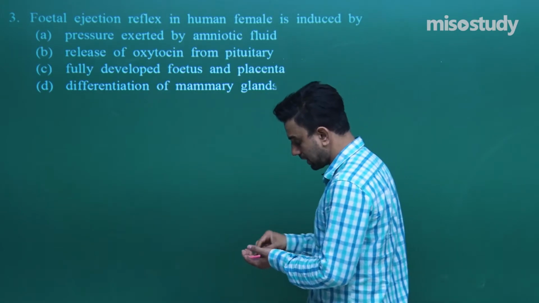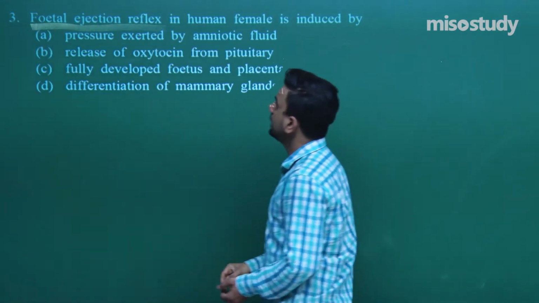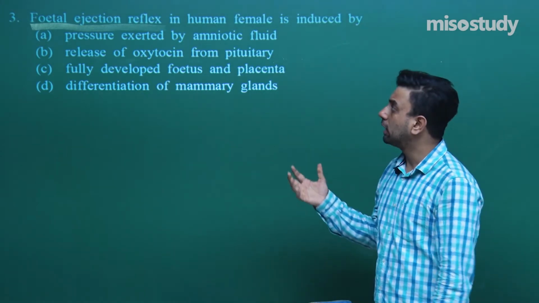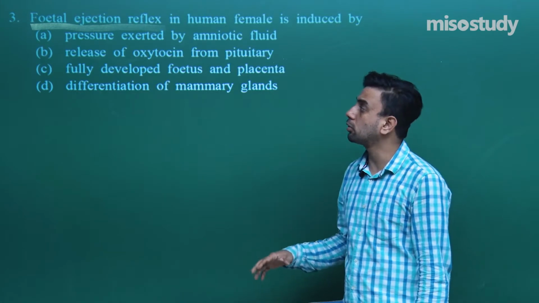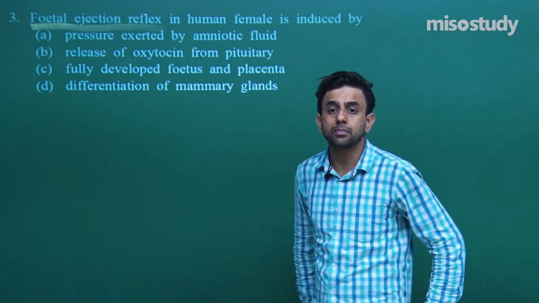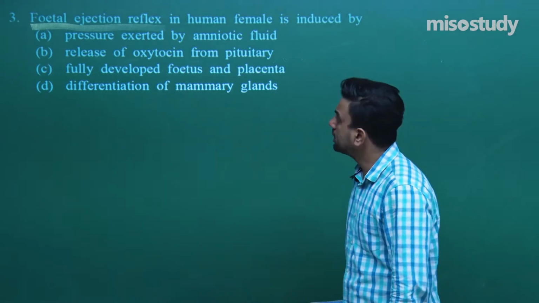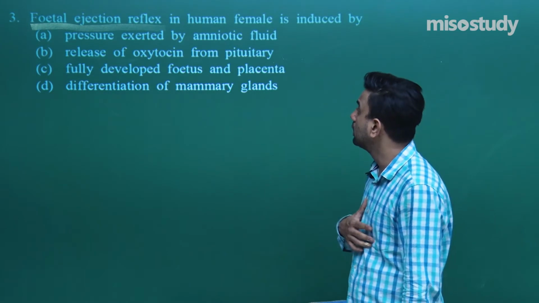Fetal ejection reflex. The fetal ejection reflex is actually talking about parturition at the time of delivery. It is talking about the fetus being ejected out from the mother's reproductive system. So, what we will see is what are the hormones which bring this about?